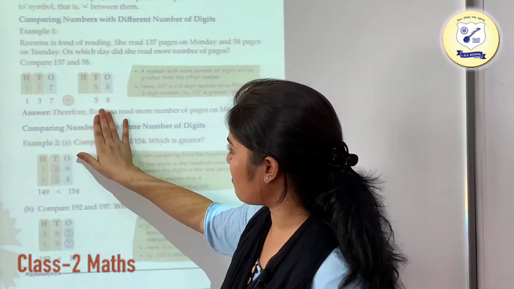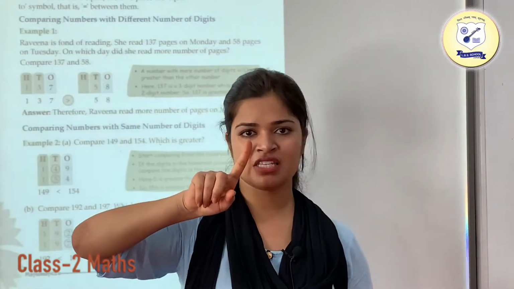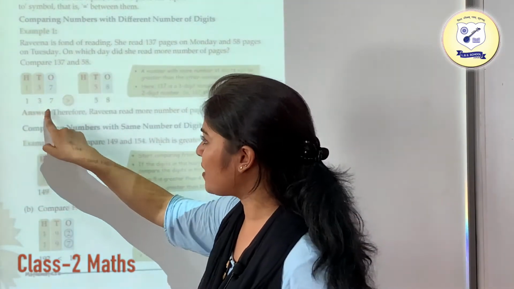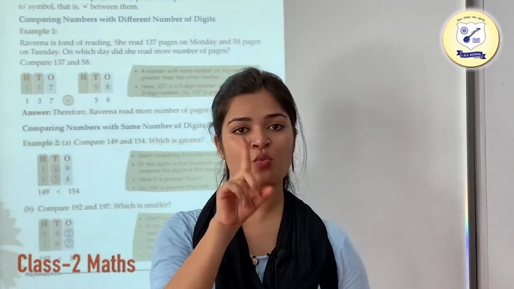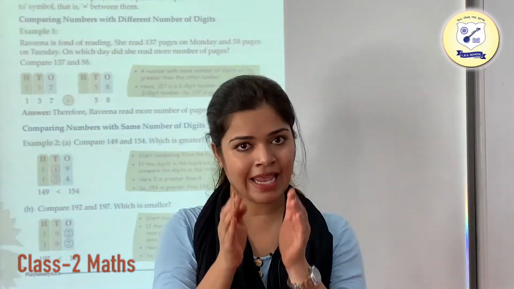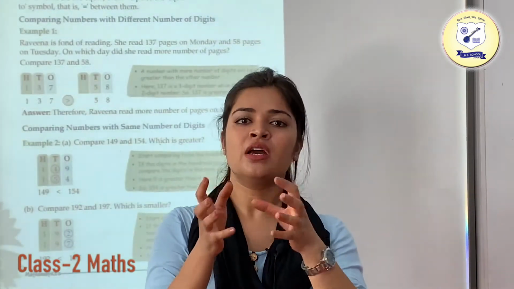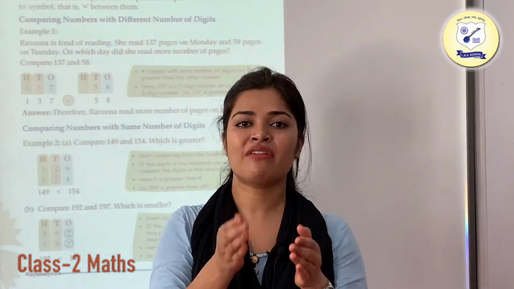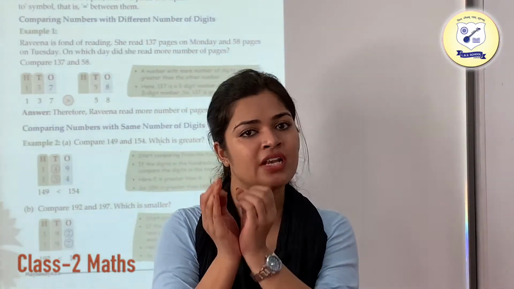You can see that in 58 we just have 2 digits. One is 5 and the second is 8. So this is a 2-digit number. And in 137 we have 3 digits, which are 1, 3 and 7. So this is a 3-digit number. If one number has more digits than the second one, then the number with more digits is going to be your larger number.